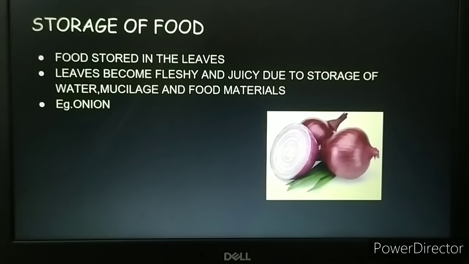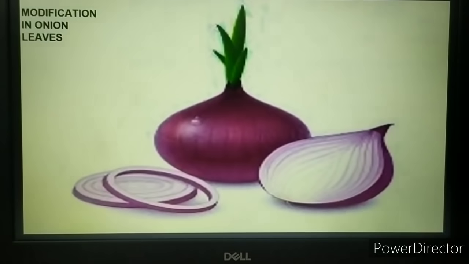So why do the scaly leaves become fleshy and juicy? It becomes fleshy and juicy due to the storage of water, then due to the storage of mucilage, and also due to the storage of food material. So with this we conclude that in some plants the leaves get modified as scales, that is the scale leaves. They may be thick and fleshy and store food and water, as in onion.